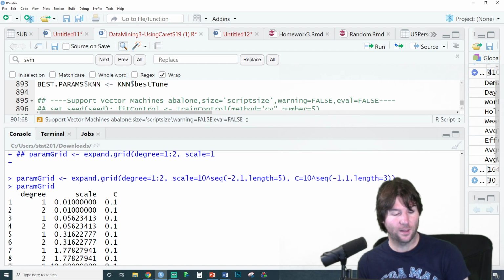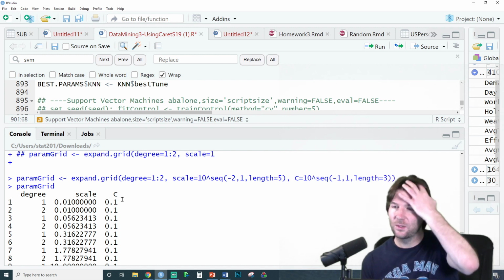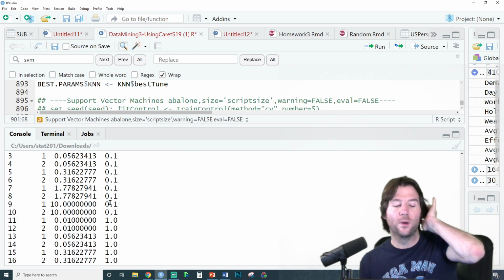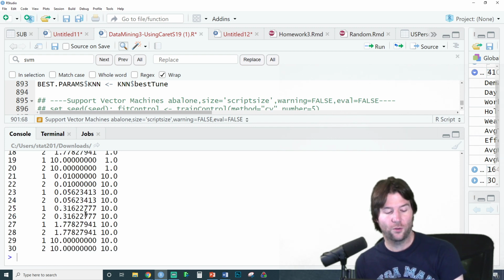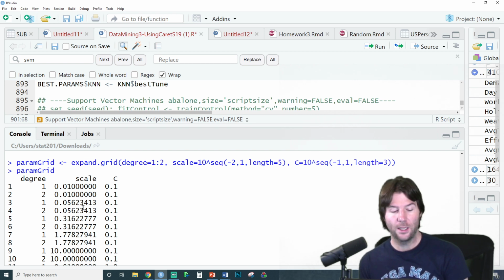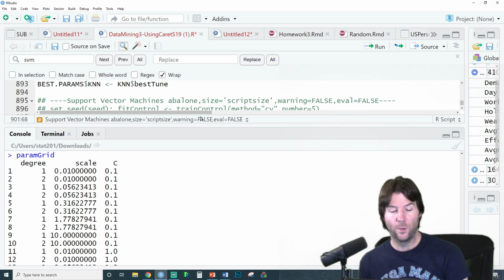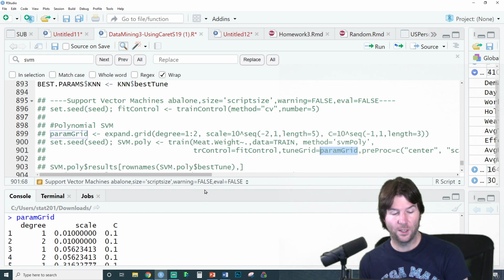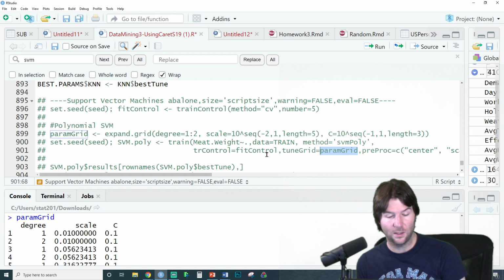Okay, so here we go. And we can see here that we've got the degree, the scale, and the cost right here. So we'll talk more about this in a later class, probably this week or next week. But these are the values it will try when it's trying to fit this model right here. It'll fit these all on the training data. It'll see how it does in the validation portion. And then we'll select the best model when we do this right here. We'll select the best one, as long as the data is loaded up.